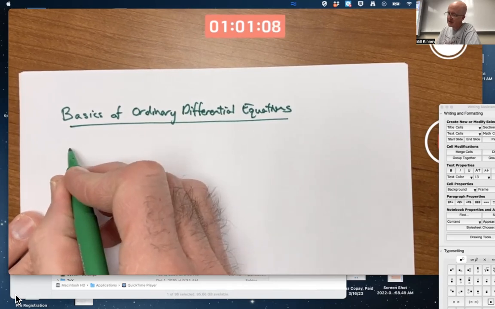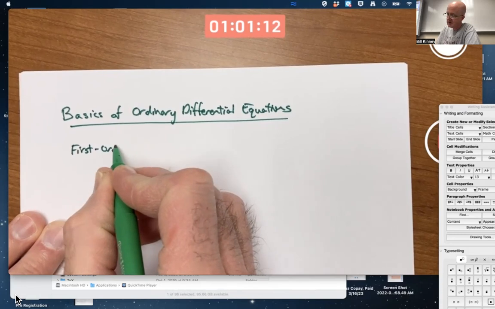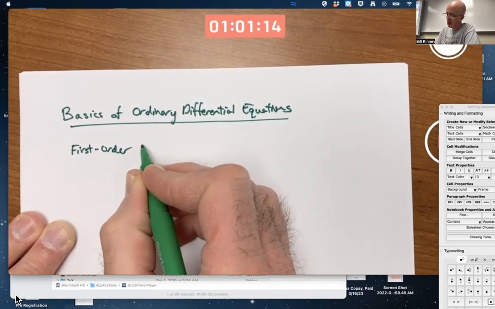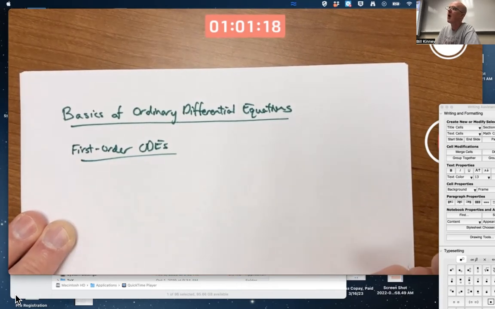And we are mostly going to focus on what are called first order ordinary differential equations, ODEs. ODE stands for ordinary differential equations. PDE stands for partial differential equations. We also just sometimes say diffie-Q for short, or diffie-Qs for short.